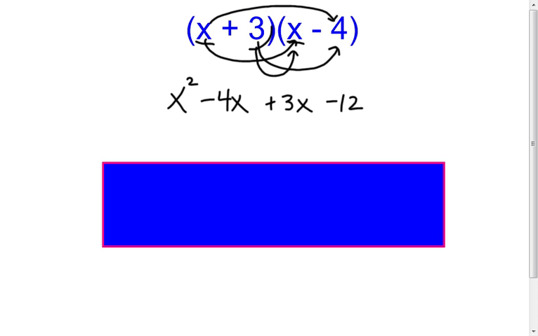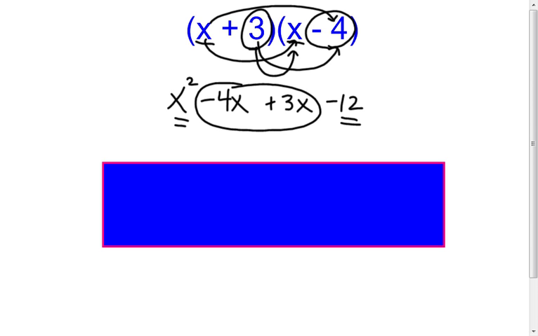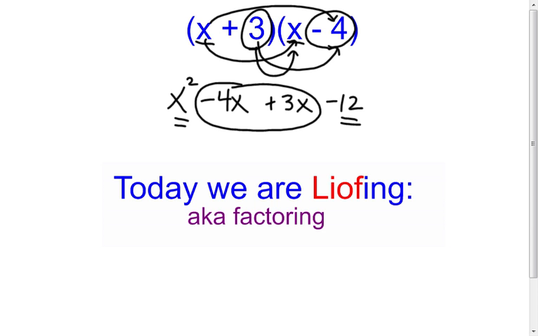So notice your two backs, 3 times negative 4, make your back right here. And your two fronts made your front right here. And then these two terms get combined. Negative 4x plus 3x, they get combined to make your middle term. Okay? So actually this would turn out to be x squared minus x minus 12.